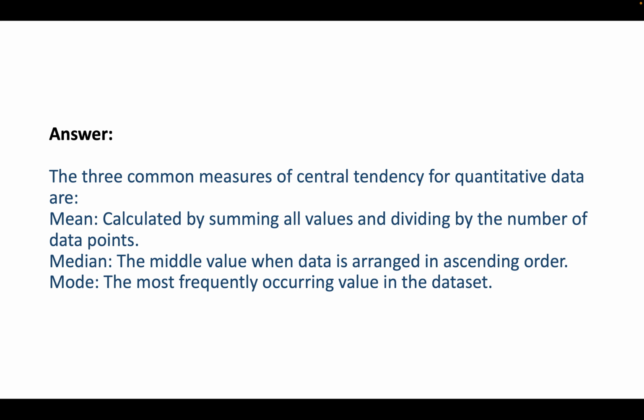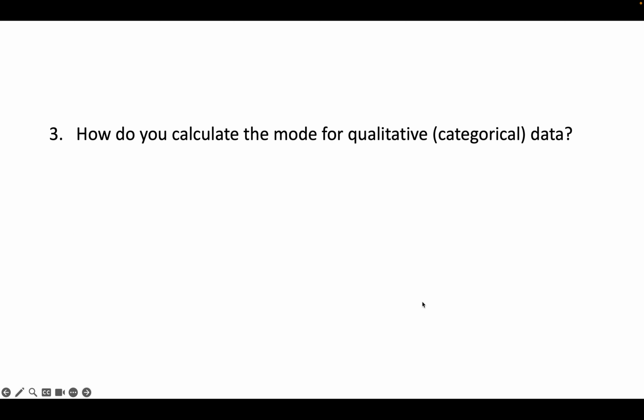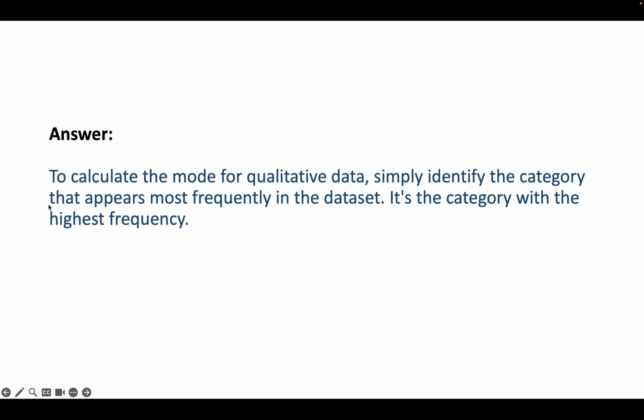Median is the middle value when data is arranged in ascending or descending order. Also, we can get the mode as the most frequently occurring value in a data set. Question number 3. How do you calculate the mode for qualitative or categorical data? Simply identify the category that appears most frequently in a data set. It is the category with the highest frequency.